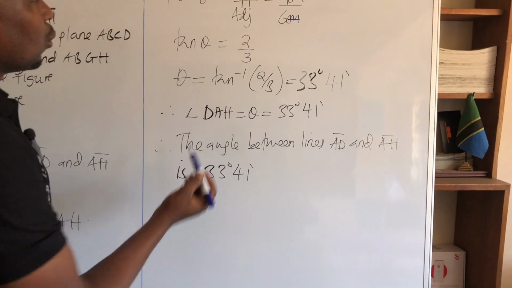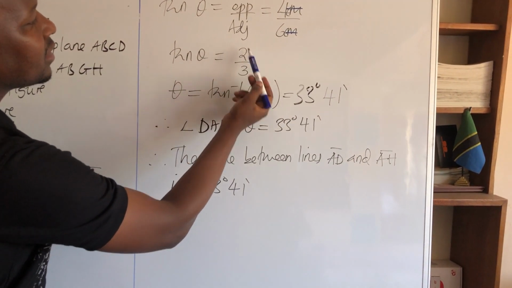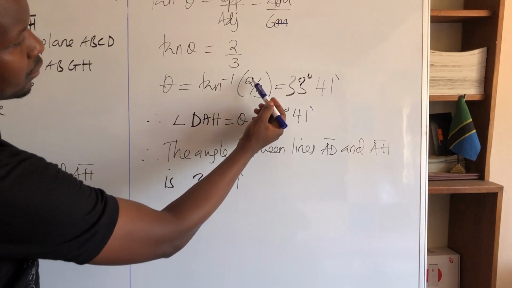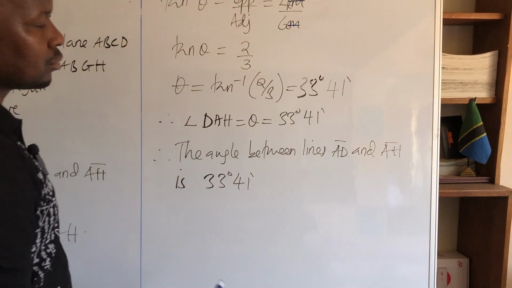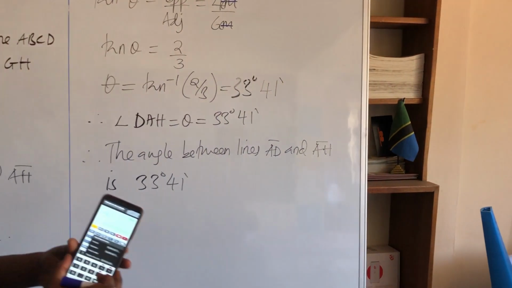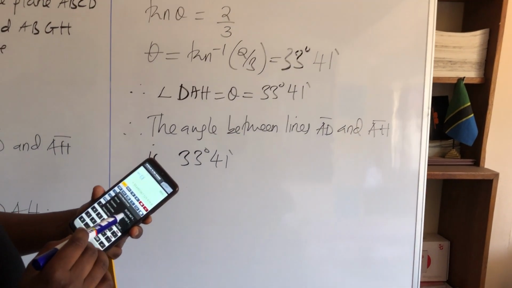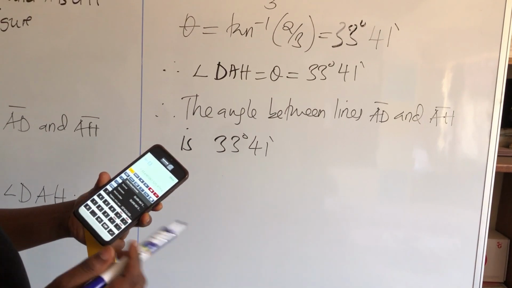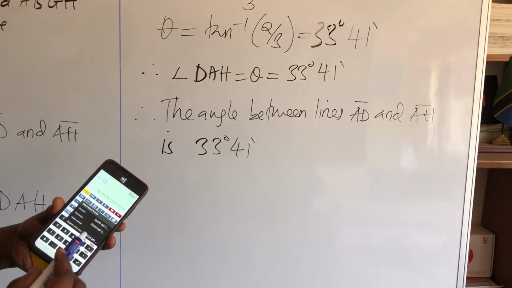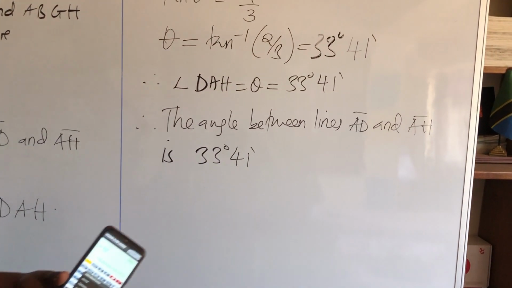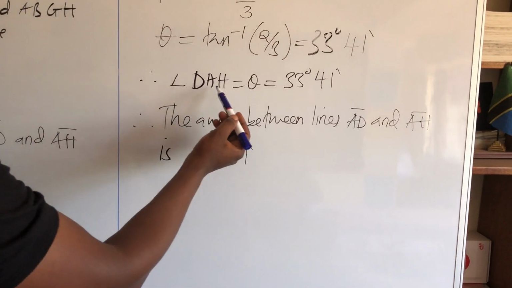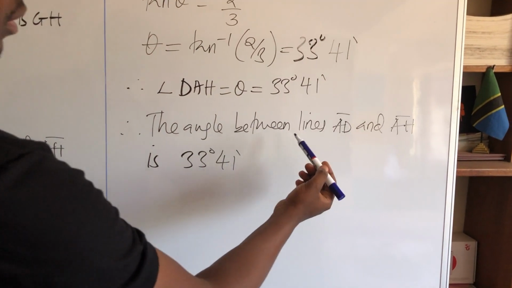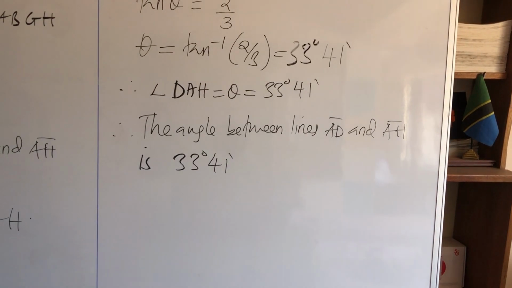Now we need an angle, so we find the tan inverse of 2/3. So theta will be equal to tan inverse of 2/3, which when you perform on our calculator is 33.6900 degrees, or when we express it in degrees and minutes, we have 33 degrees 41 minutes. So the size of our angle DAH will be equal to 33 degrees 41 minutes. And this will be the angle that is formed between the lines AD and AH.